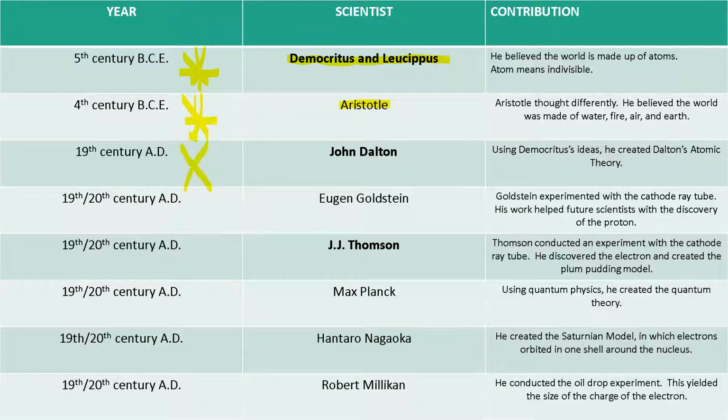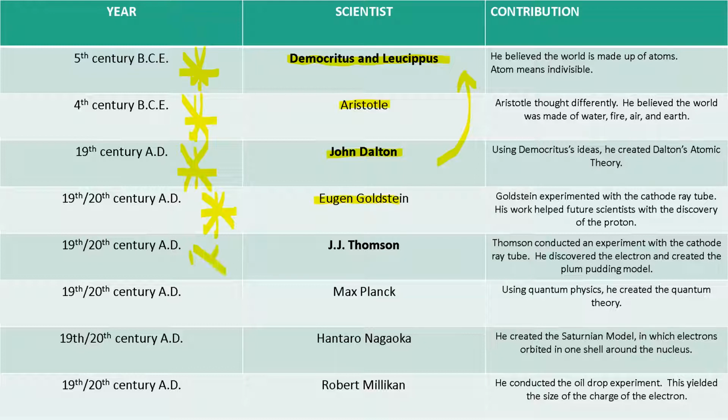Then we flash forward all the way to the 19th century AD. John Dalton thought back to Democritus' ideas and created Dalton's atomic theory, which we'll look at a little later. Next, we have Goldstein, and he experimented with the cathode ray tube, and although he didn't have any significant contribution directly, his work helped future scientists with the discovery of subatomic particles.